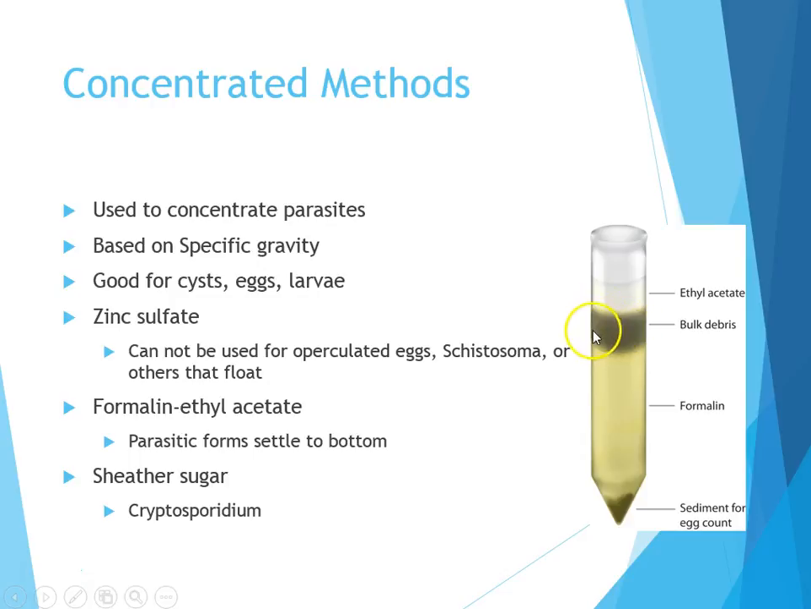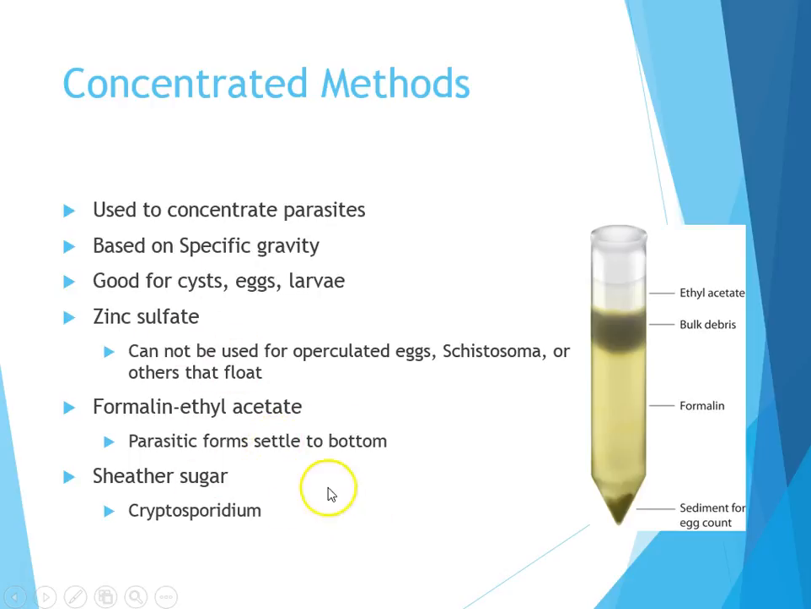Then there's a bunch of debris, which might be stool or food, just junk. Then there's a layer of formalin, and this is the sediment that you look for the parasites in. This is the procedure that a lot of hospitals use out of these three. The Sheather sugar is for Cryptosporidium.